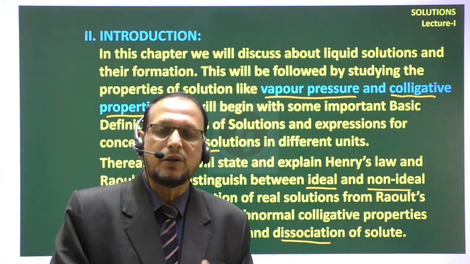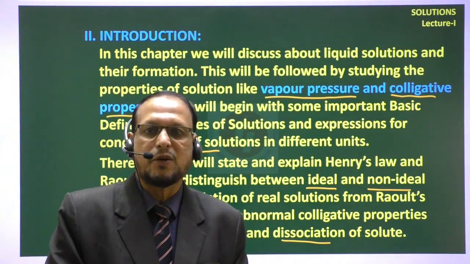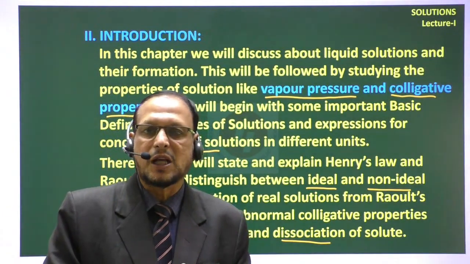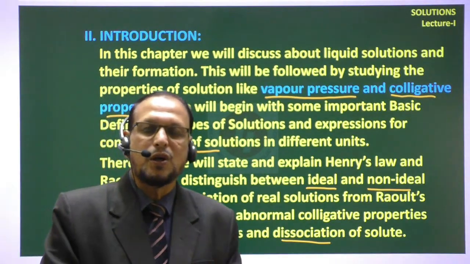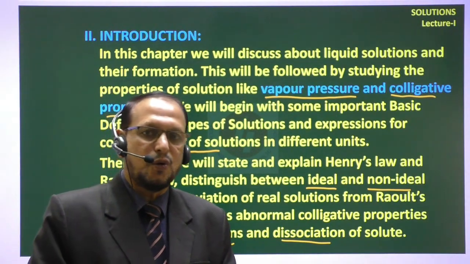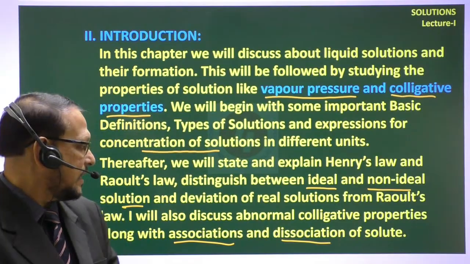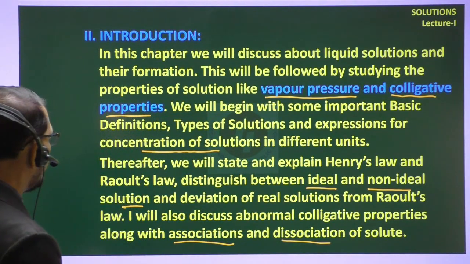Like say barium nitrate, 1 mole will give 3 moles. Potassium ferrocyanide, 1 mole will give 5 moles. Aluminum sulfate is Al2(SO4)3, so 1 mole will give 2 and 3, that means 5 moles. So the number of moles will change and the colligative property will change, and that is the dissociation. And then we will use the van't Hoff factor.